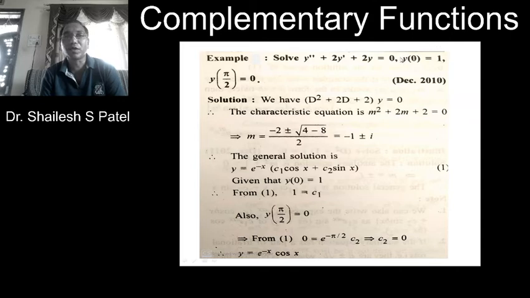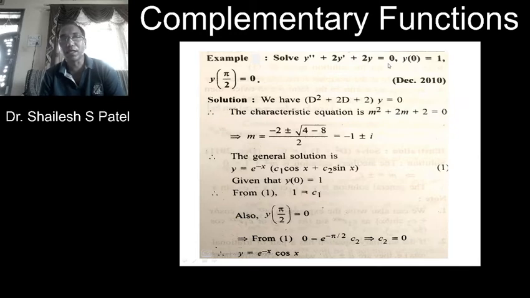Here in the example we are given y(0) equal to 1 and y(pi by 2) equal to 0. These are the two conditions. These two conditions we will use after obtaining the solution of the given equation. Before that, no need to use them. Actually, these two conditions are to determine the values of the arbitrary constants C1 and C2 which will arise.